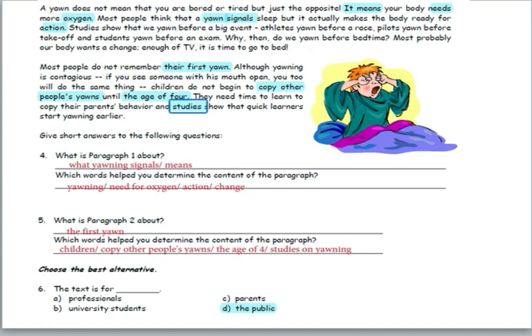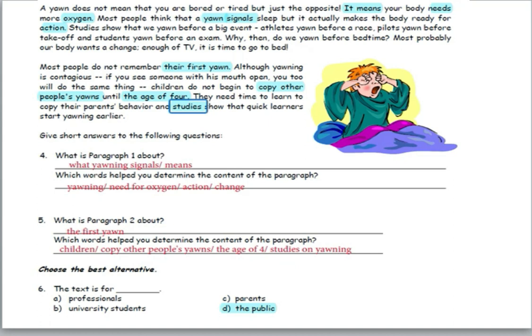You can clearly see this thanks to the words repeated, the word yawning, yawn, or need for oxygen, action, change, or the word means, signals. They help us a lot to understand the paragraph. And the second paragraph is about the first yawn this time. And which words helped you? Of course, children copy other people's yawns, the age of 4, studies on yawning.